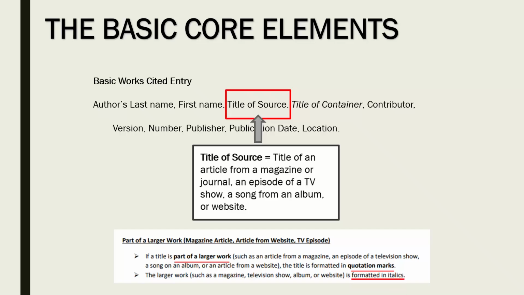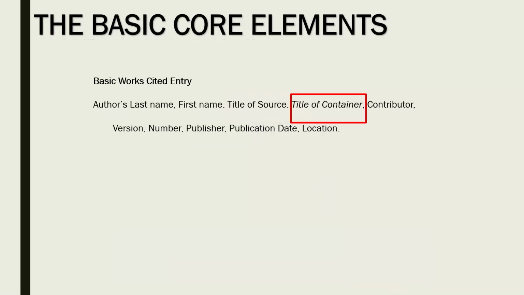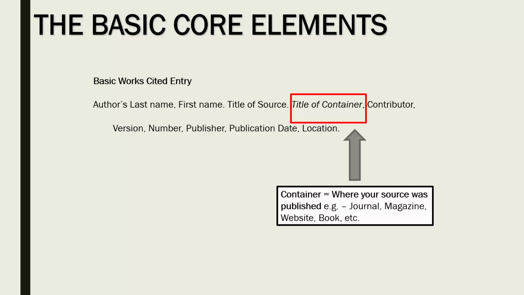The third element of an MLA citation is the title of the container, or where the source was published. The container could be a journal, a magazine, newspaper, or book.